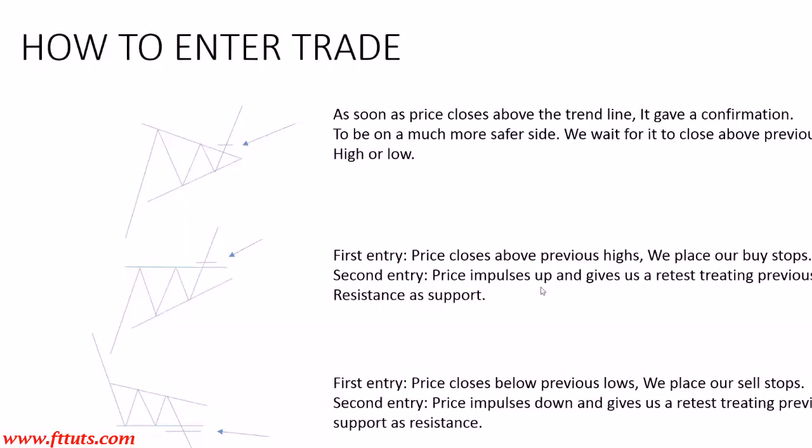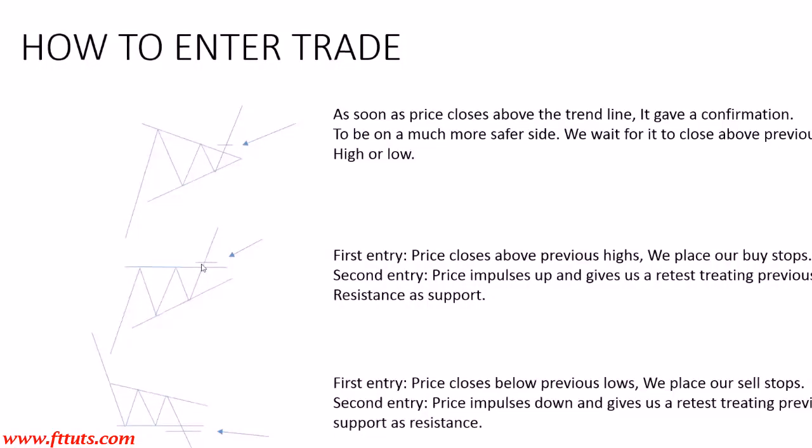Second entry, price impulses up and gives us a retest, treating previous resistance as support. You can see it went up, impulse, then it's starting to correct. But as soon as it closes above this one here, somewhere around here, it shows that it broke this resistance line, so we're expecting more future moves. What you can do is put a buy stop above, like 3 or 5 pips above the previous candlestick that closed around here.